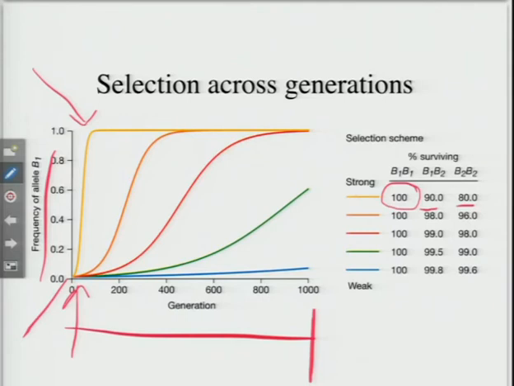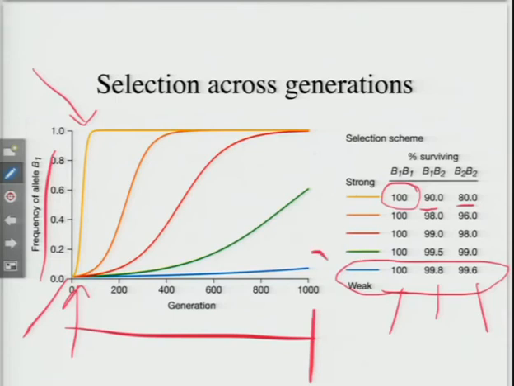Now, that shouldn't surprise you a lot with strong selection. What I want you to notice is this last example, this blue line. Look at the relative fitnesses here. 100% survival of the B1 genotype, 99.8% survival of heterozygotes, and 99.6% survival of the homozygous B2. That level of selection is so weak that field biologists could never measure it. The grants going out measuring the beaks of finches would not detect that level of fitness difference. It's a really, really weak selection.